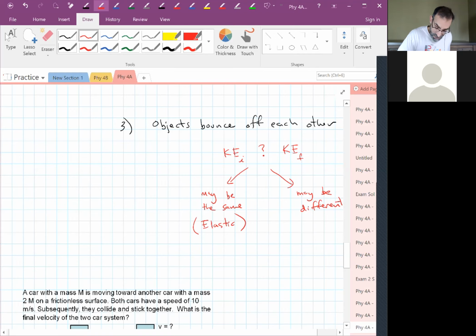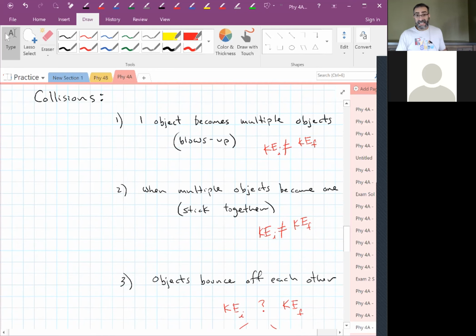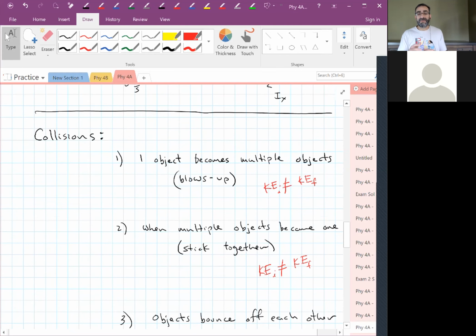May be different. That's inelastic. So three types of collisions. The tricky one is the third one, when the objects bounce off each other, because we don't know if it's elastic or not. Might be elastic, might be inelastic. We don't know. We need more information. Never assume it's elastic. If you're not told, assume it's inelastic and go from there. But in 1 and 2, we know for certain it's inelastic. The kinetic energy will not be the same before and after the collision.